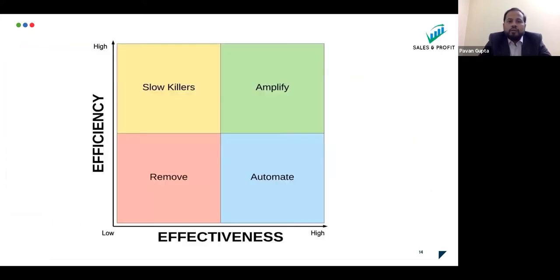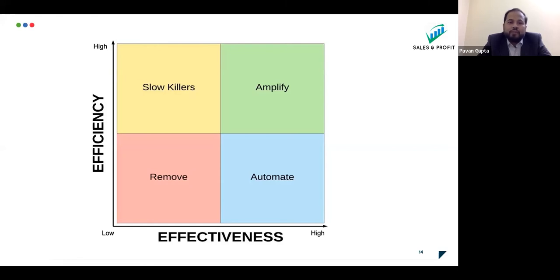Let's quickly take a simple graph of what you should automate, what you should not, and what should be removed from your entire sales process. If you look at the right bottom corner, that's what we have been talking about. Something high on effectiveness but very low on efficiency is what you need to automate. If you need to do something repeatedly and faster, but the effectiveness is low, it's probably something which is going to kill your team slowly.